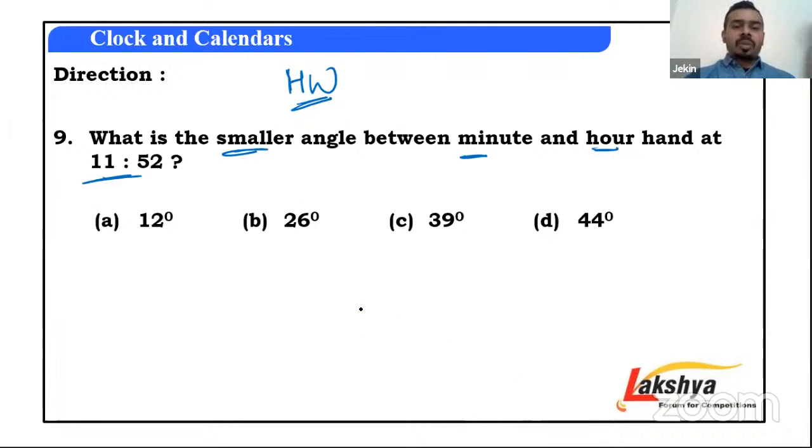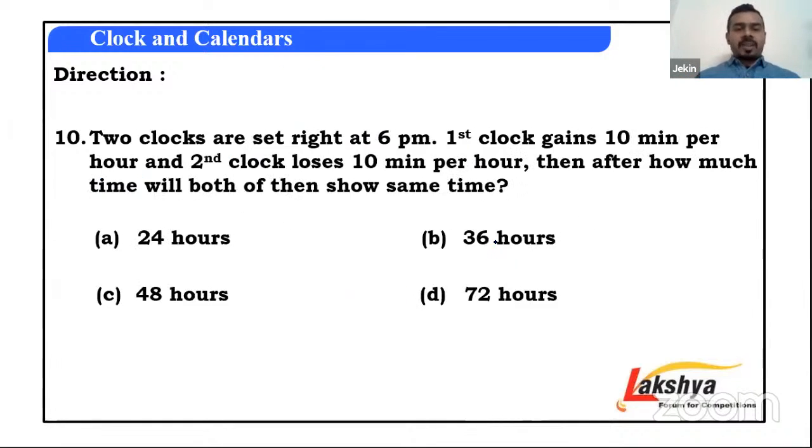Why I'm saying so is because when you draw the clock, your 11 is exactly over here, which means your hour hand is over here and your minute hand is over here. So find the difference in degrees between the two, and you will get the answer. Okay, please try to solve it by this method. You will be able to crack it. Okay, now let's try to solve the next sum very quickly.